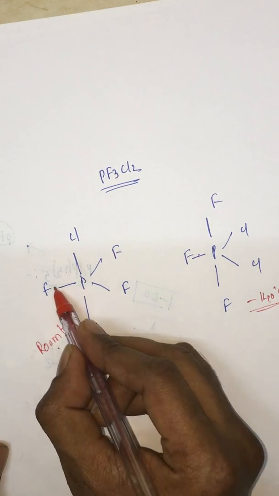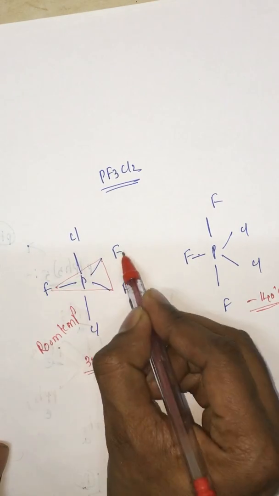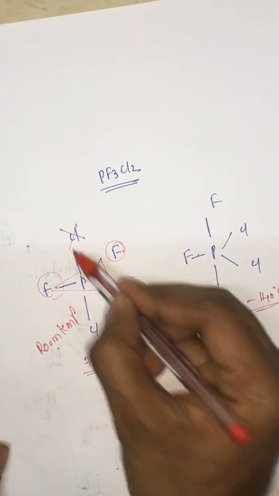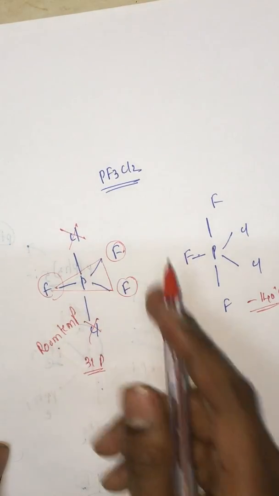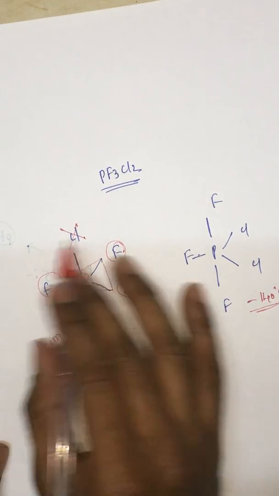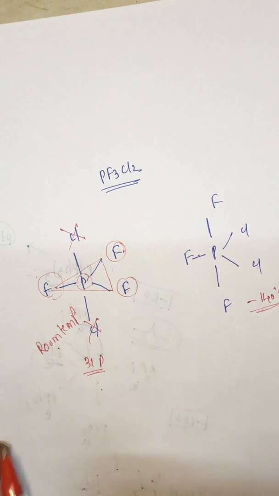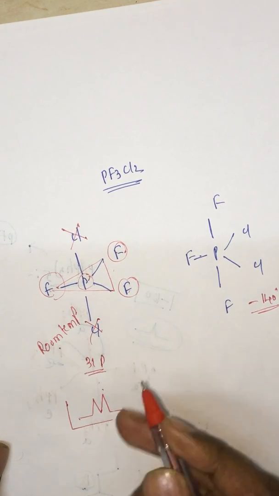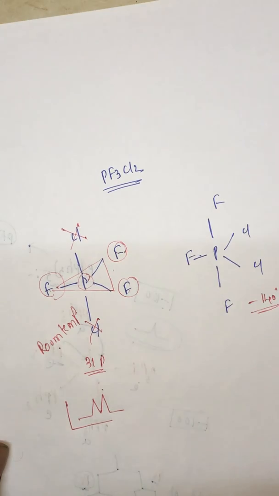In this case, all fluorines are the same. Fluorine will not couple with chlorine. All fluorines are the same, so phosphorus couples with all fluorines, I mean all are equivalent. Because of that it couples as with only one kind of fluorine, so we will get a doublet. At room temperature for this compound, we will get a doublet.